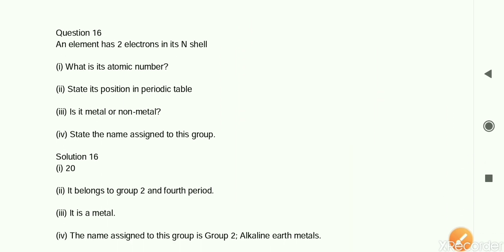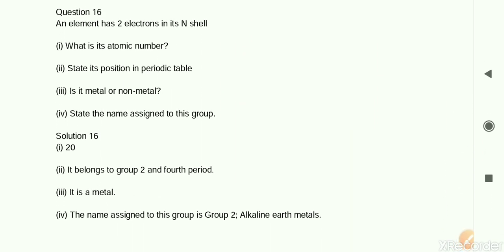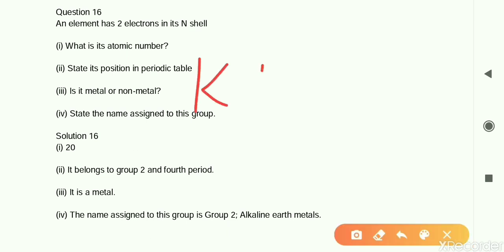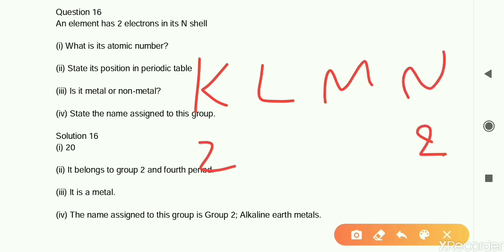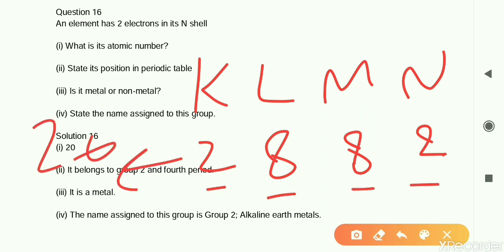Now this is an application based question. Based on the knowledge you have, you have to answer. Question number 16, an element has 2 electrons in the N shell. N shell is K, L, M, N. Now here 2 are there, that means earlier ones will already be filled. So this makes up 2, 8, 8, 2. Total is coming to be 20. That's the atomic number Z for that particular element we have calculated.